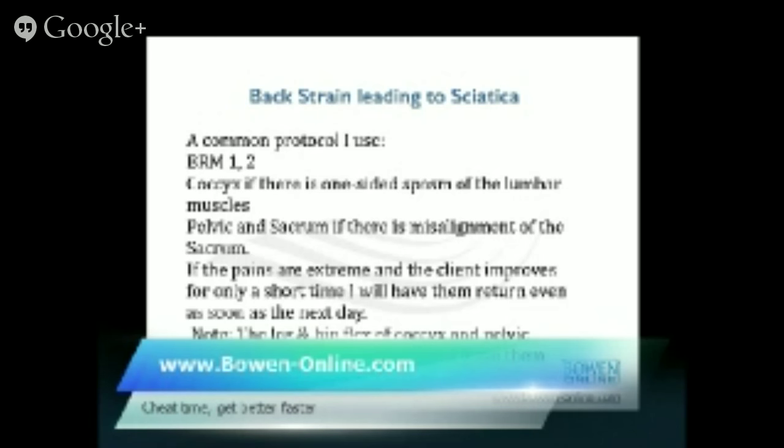And if the pains are extreme and the client improves only for a short time, I will have them return even as soon as the next day. So that means that I'm breaking the rule of 5 to 10 days in an extreme acute scenario where there's a significant sciatica. The benefit of that is that the client may improve for just a short period of time following the treatment.